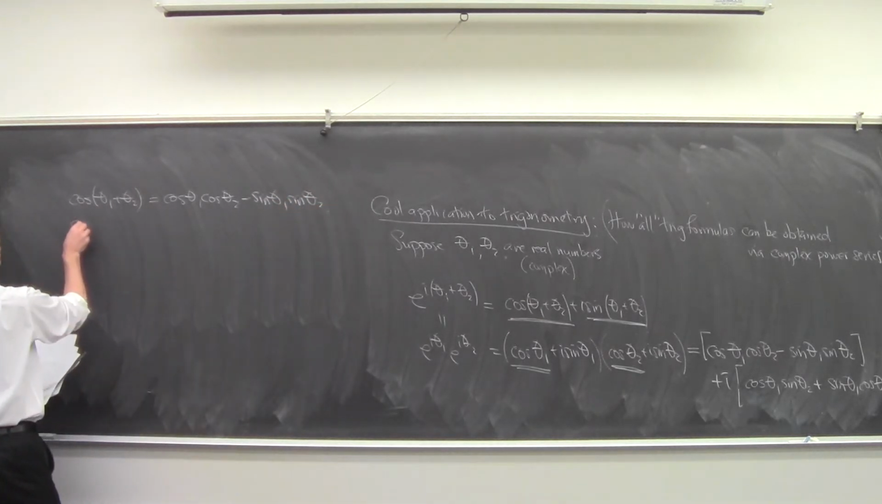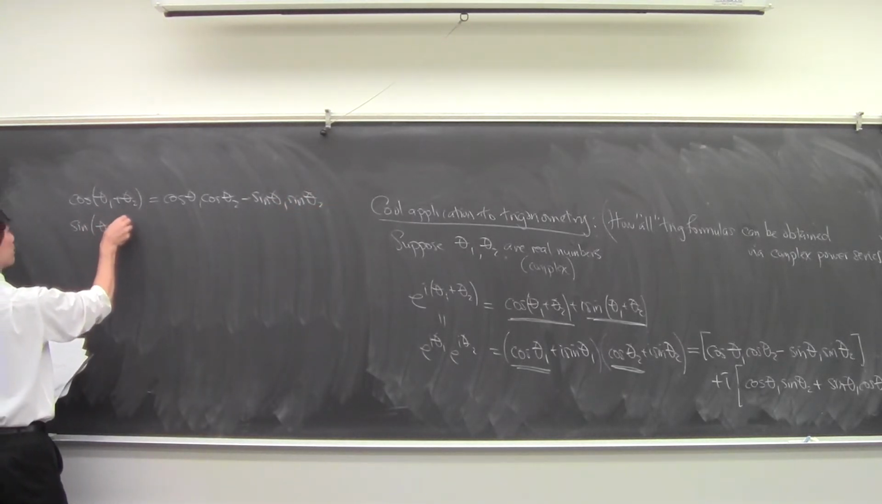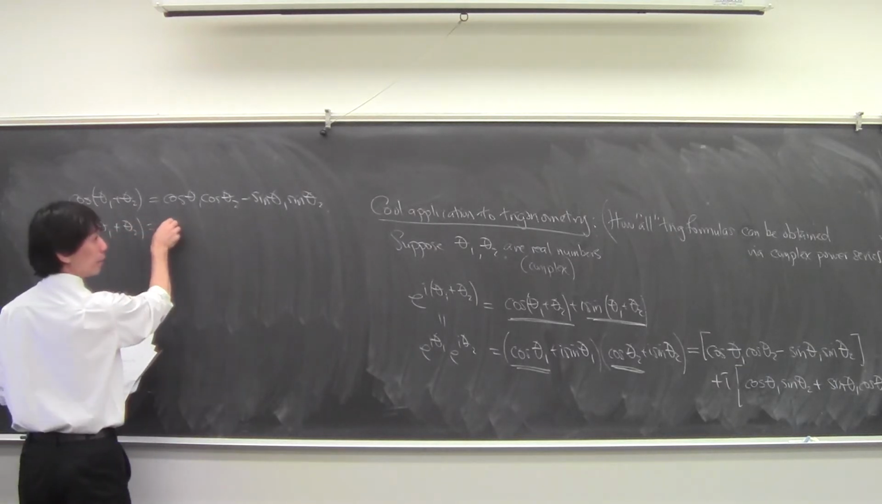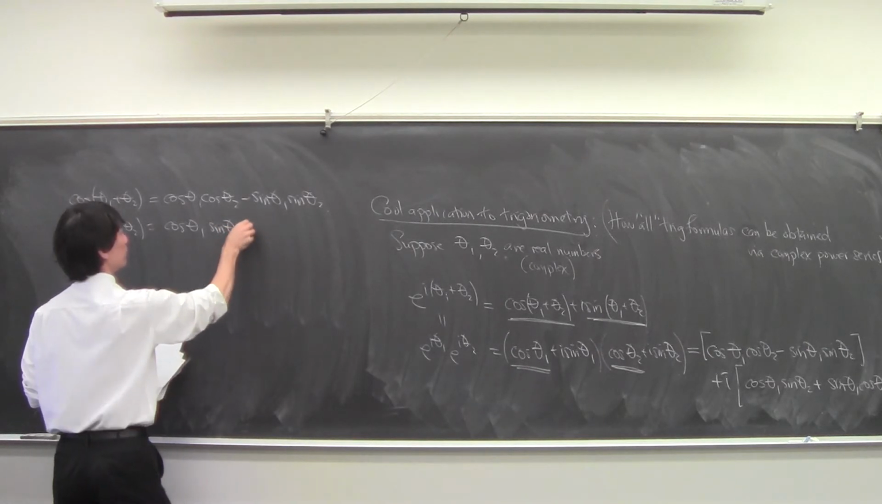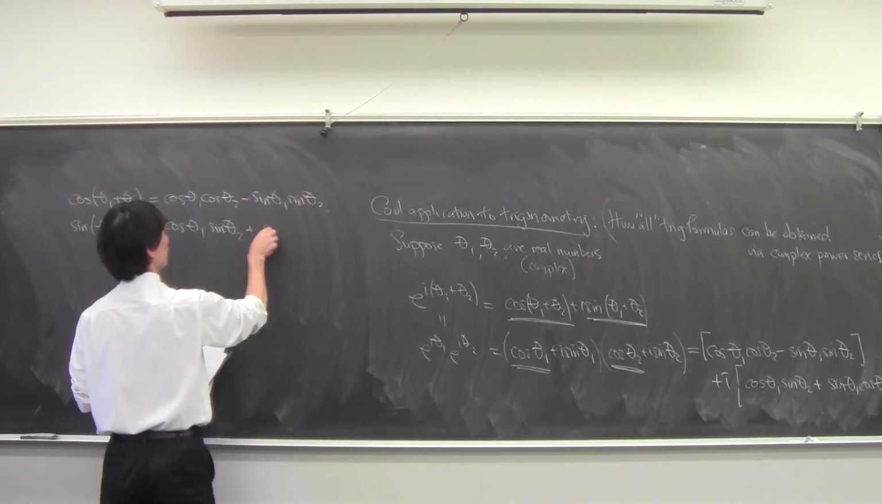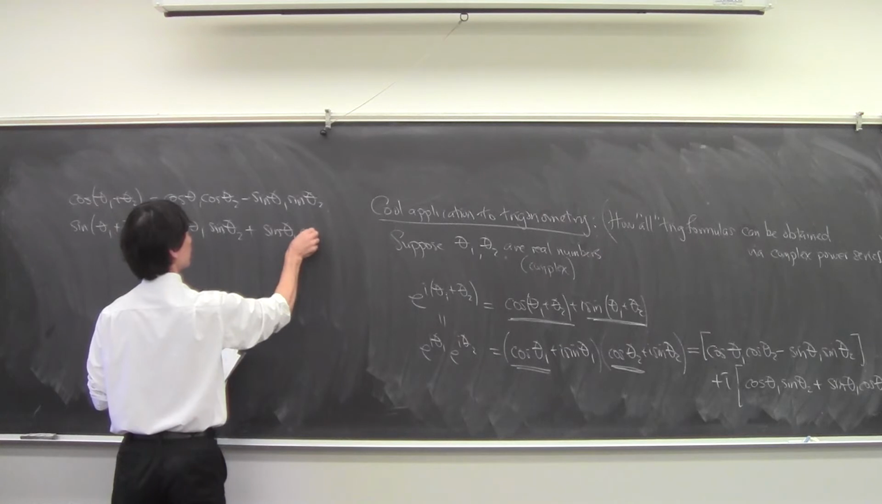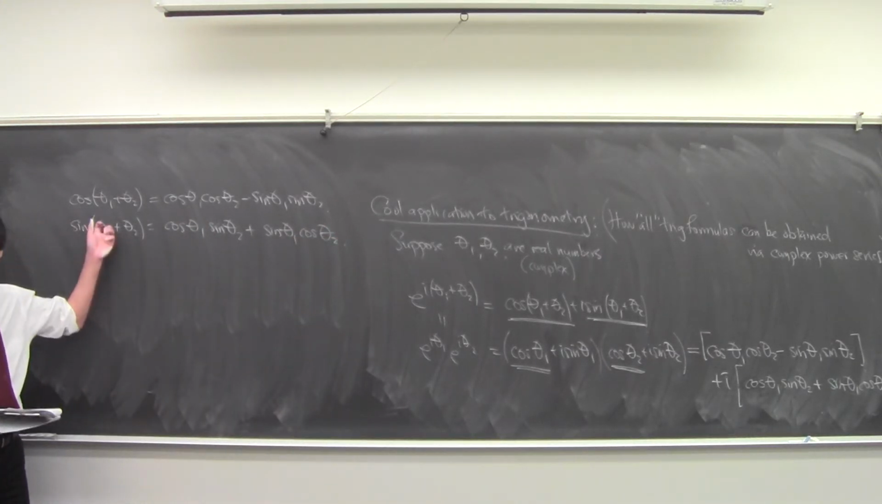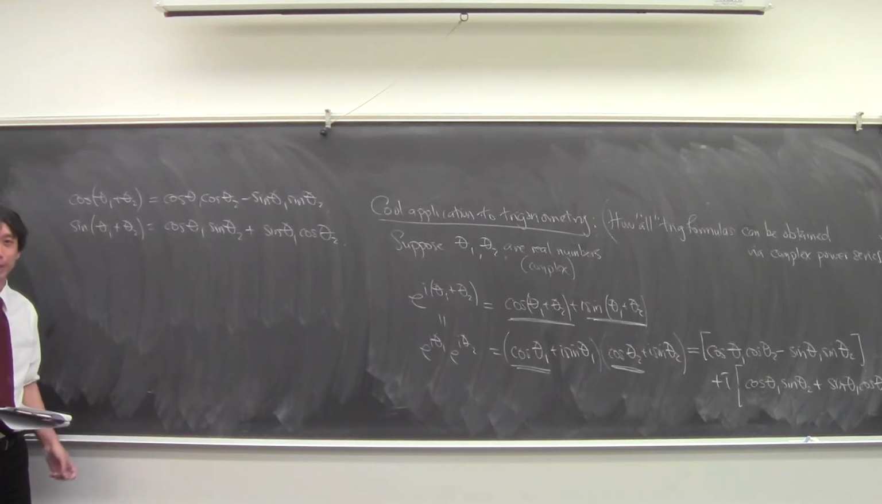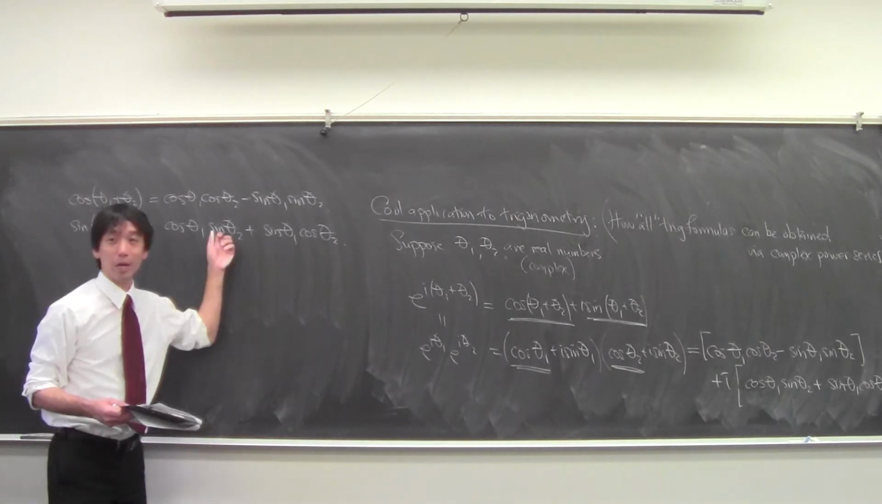Right? And the imaginary parts are equal, right? So cosine theta 1 sine theta 2 plus sine theta 1 cosine theta 2. Right? In other words, the addition formulas for sine and cosine are not anything complicated.